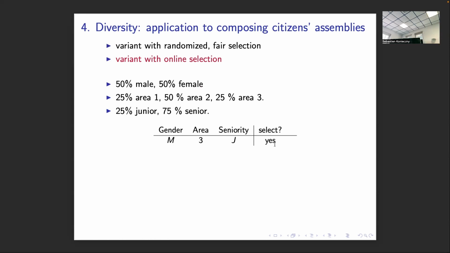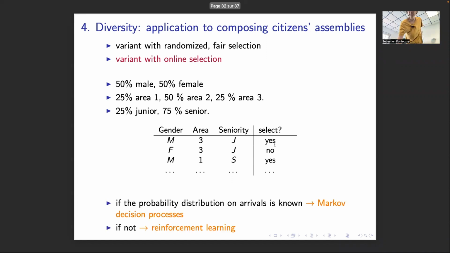So now we have someone who is male, area 3 and senior, and then a second one comes, female, area 3 and junior. Female is good because we need 1/2, but area 3 and senior, no, we have already area 3. We want only 1/4, so we're not going to hire her. And maybe the third one, yes, we're going to hire him because it's a different area, and he's a senior and so on.